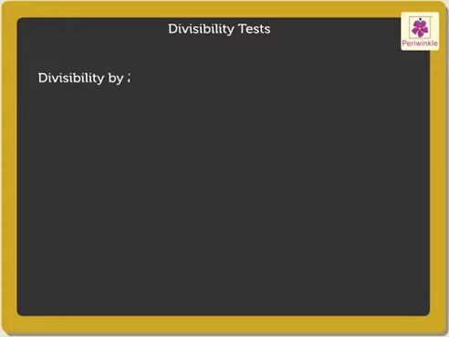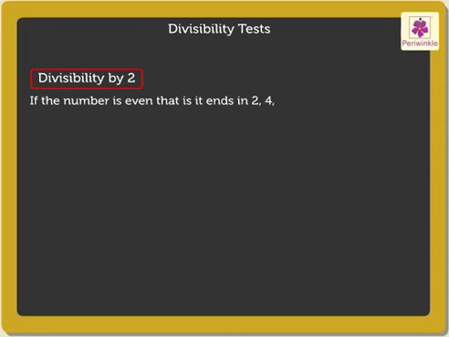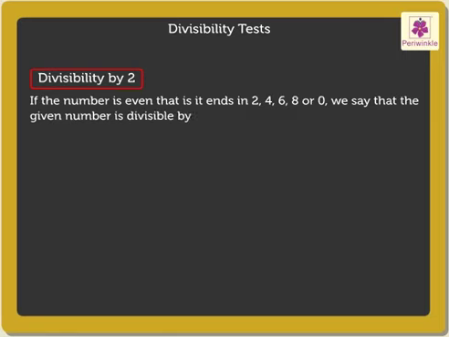Divisibility by 2. If the number is even, that is, it ends in 2, 4, 6, 8 or 0, we say that the given number is divisible by 2. For example, 26 ends in 6. Thus, it is divisible by 2.